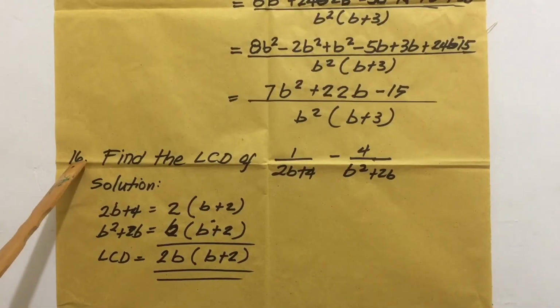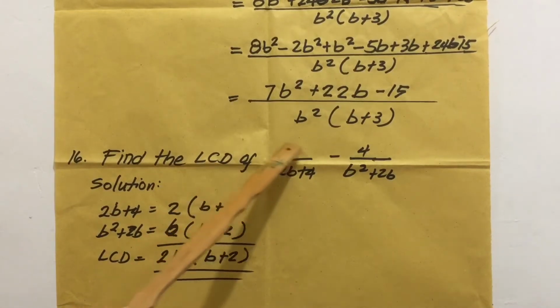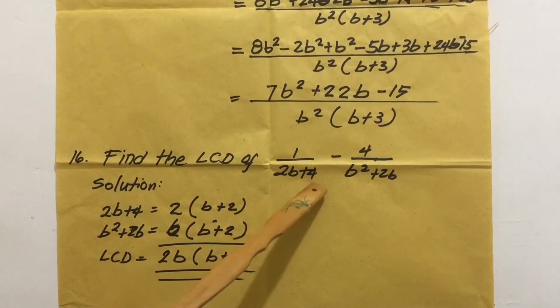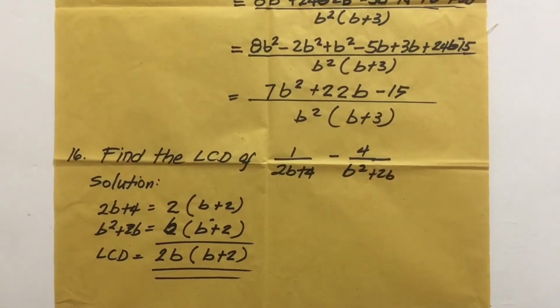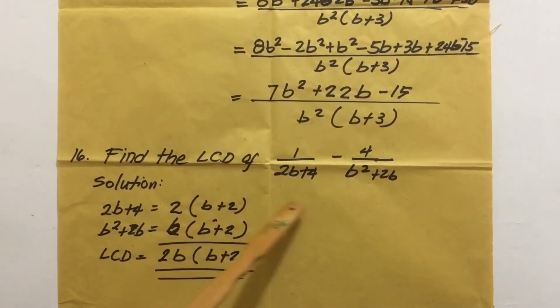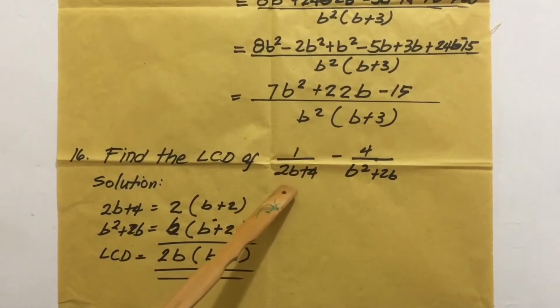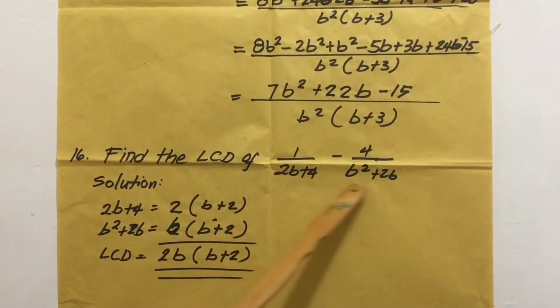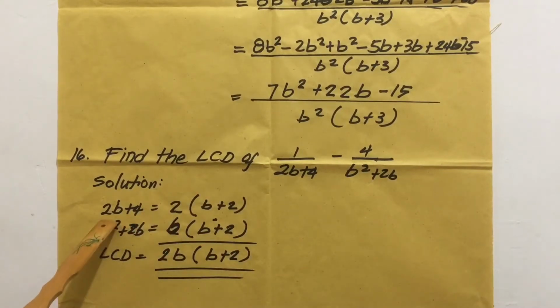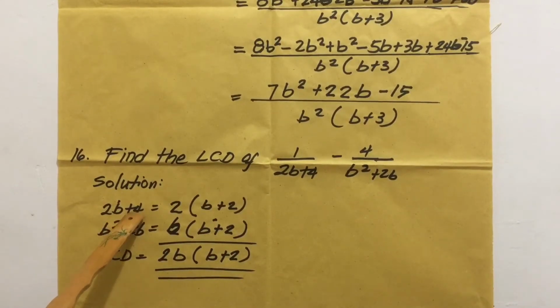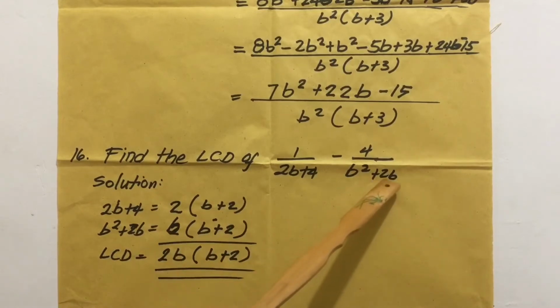Okay, next, number 16. Find the LCD of 1 over 2b plus 4 minus 4 over b squared plus 2b. Since we are finding the LCD, our concentration of computation is on the denominator. So we have to do our solution. We have to copy first the denominator of the first rational expression, 2b plus 4, and the second rational expression is b squared plus 2b.